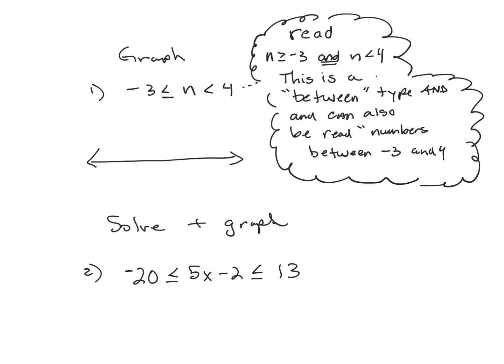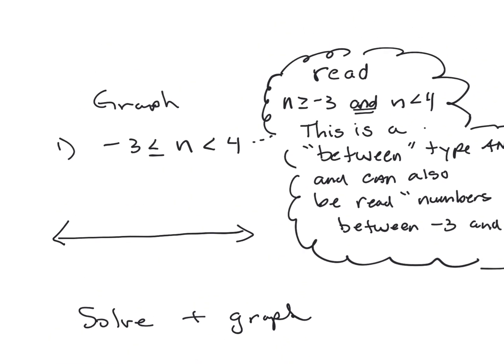Hi, I wanted to go over tonight's homework, which is homework 20, and it has what we call a between type "and." This is an example of a between type "and" right here. So you can read this. This is read: all numbers that are greater than or equal to -3 and all numbers that are less than 4. You can see this part of it, right? And notice how I use the same color. All numbers less than 4.